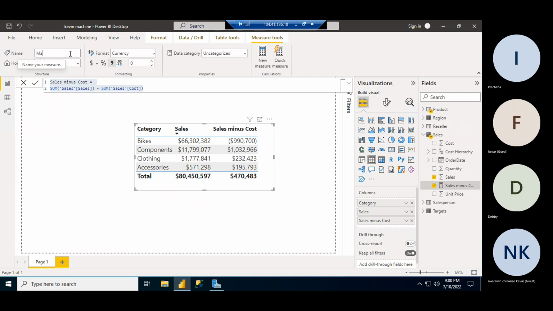So what do you notice? The marginal profit.